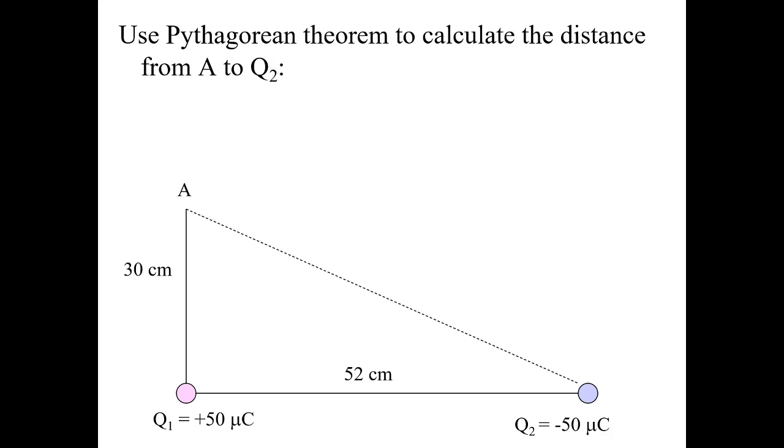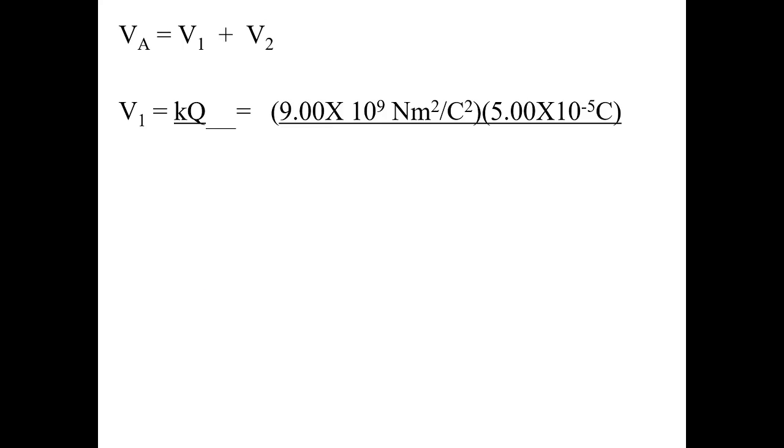So it says use the Pythagorean theorem, which we already did. The voltage at point A is V1 plus V2. I'll go back here and show you. Whatever this voltage is, plus this voltage coming from that direction. One is positive and one is negative, so they will end up canceling each other a bit. So V is KQ over R. The K is the same K we've been using, 9 times 10 to the 9th newton meter squared over coulomb squared.